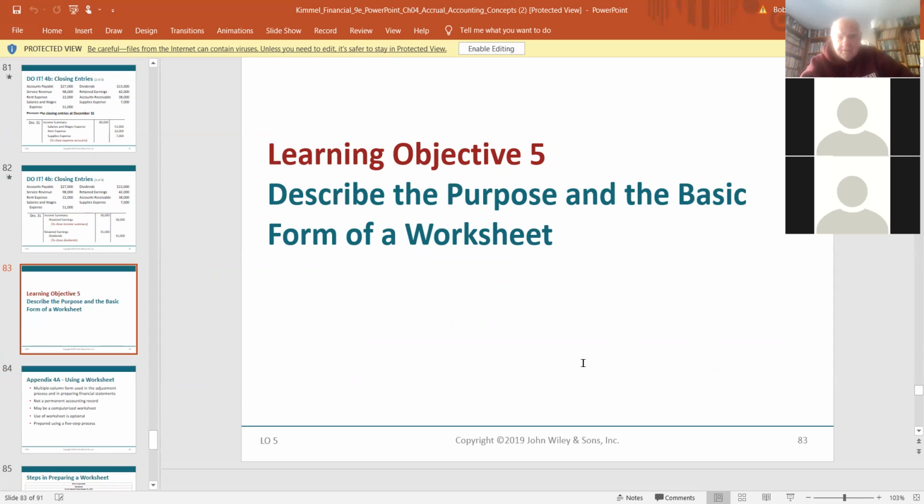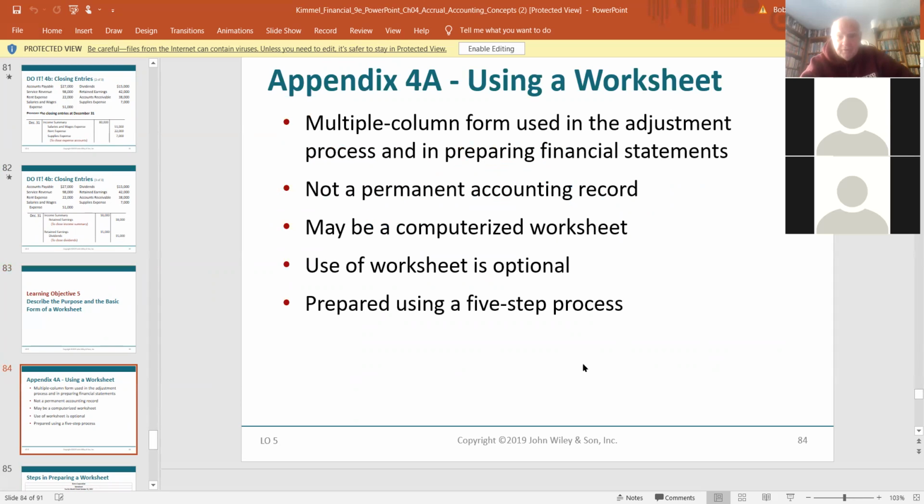Describe the purpose and basic form of a worksheet. Let's see if we want to look at this. Multi-column.